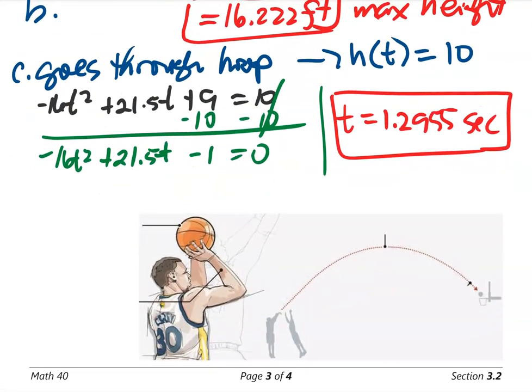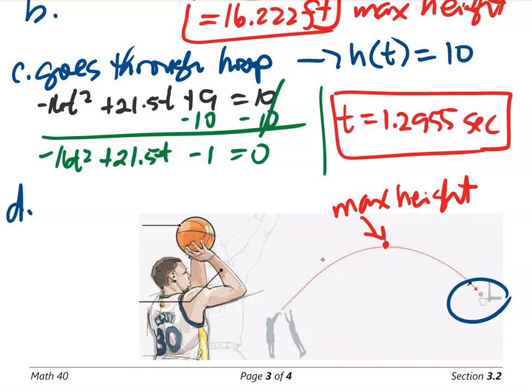So by the way, here, this is the vertex, which is the maximum height. And this part here is the 10 feet.